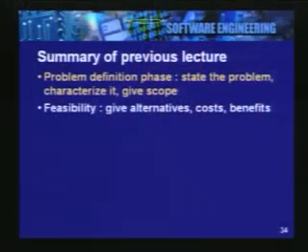We studied the problem definition phase, with which we generally start our development life cycle, where we try to state the problem clearly, try to characterize it and give a scope of effort and time to the user. The next step we discussed was the feasibility step, where we give different alternatives to the user. We work out their cost and benefits, which may include both the tangible benefits as well as the intangible benefits.